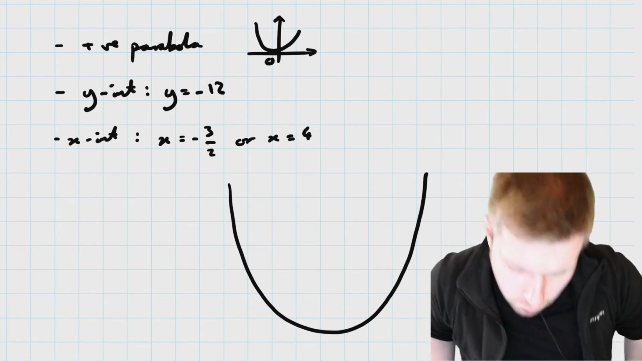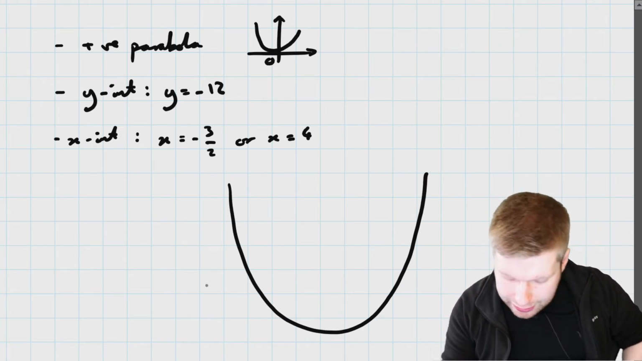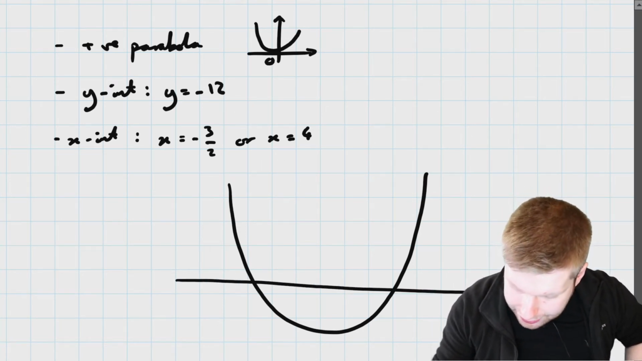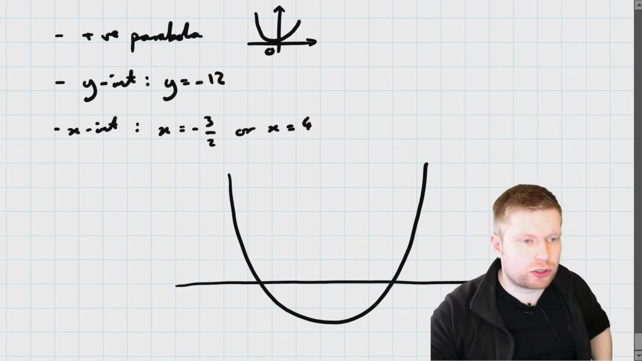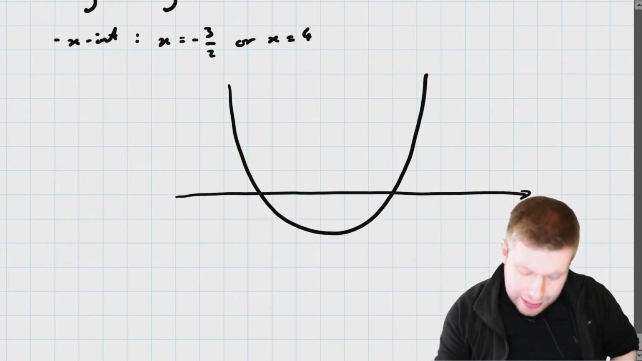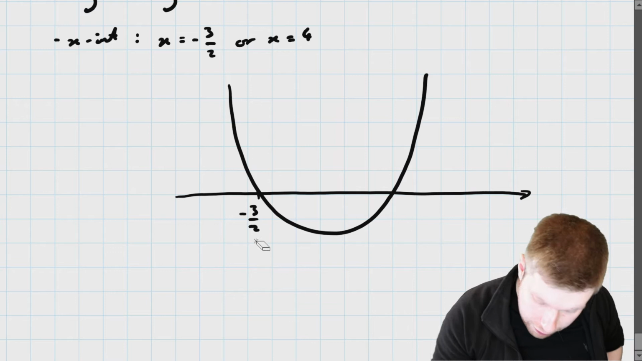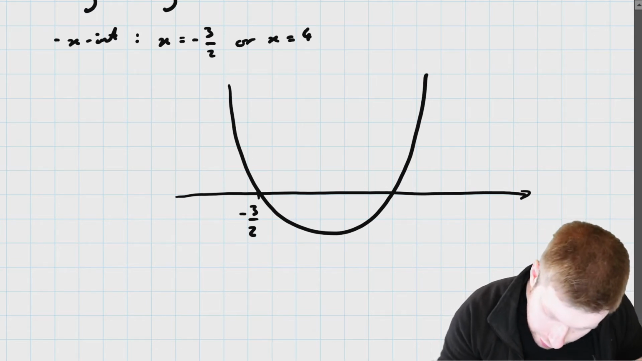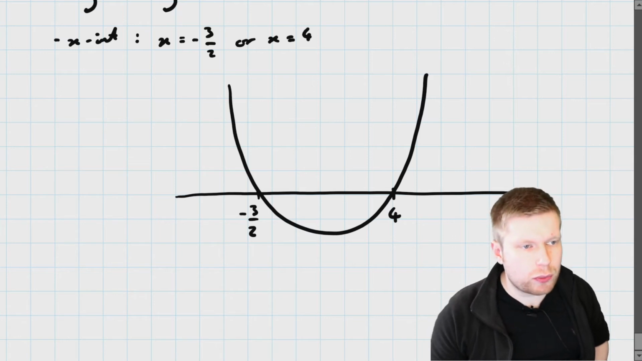So first of all, I know it intersects in two places. And I've just got to think, well, okay, if it intersects there and there, I'm just going to draw my x-axis in and make sure the x-axis is obviously straight. Like so, or relatively straight. Okay, so I'm going to draw my x-intercepts. So I know one x-intercept is negative 3 over 2, or negative 1.5 if you prefer, and the other x-intercept has got to be at x equals 4. Okay, so those are my two x-intercepts.